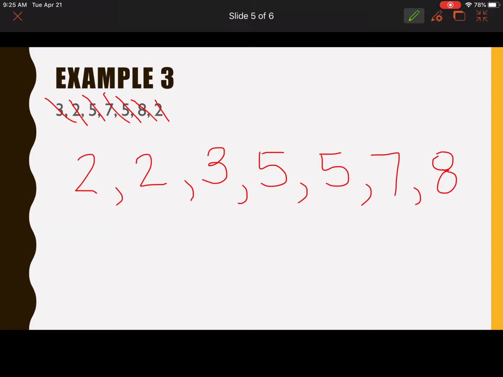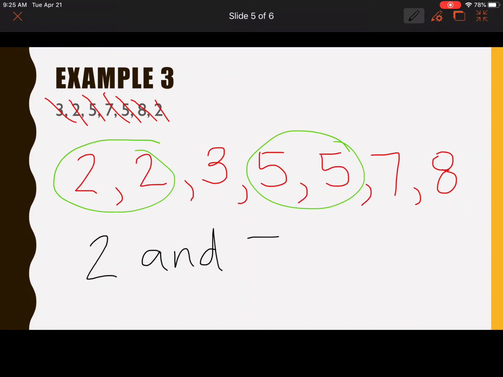Now I'm going to look at my list of numbers and see if anything repeats. So 2 does repeat, 3 doesn't, 5 repeats, 7 doesn't, 8 doesn't. So 2 repeats twice and 5 also repeats twice. So they appear the same number of times. So in this case, we are actually going to have 2 modes. Here, 2 and 5 are modes.